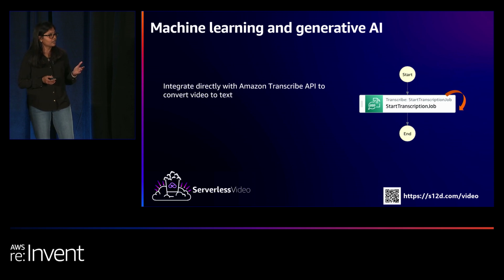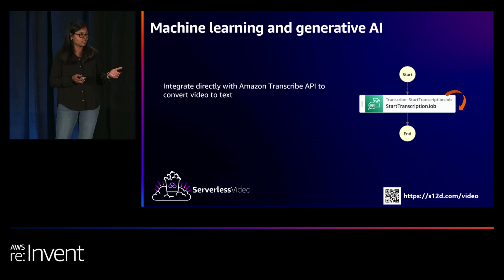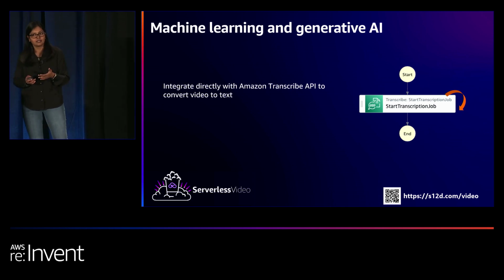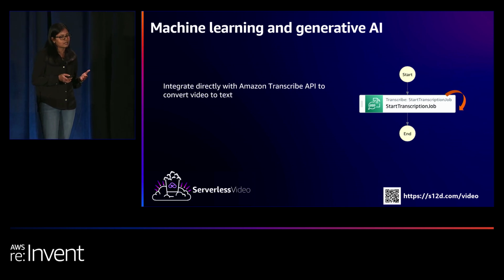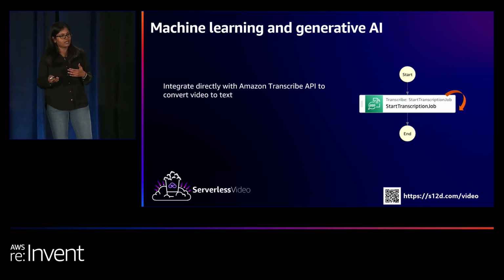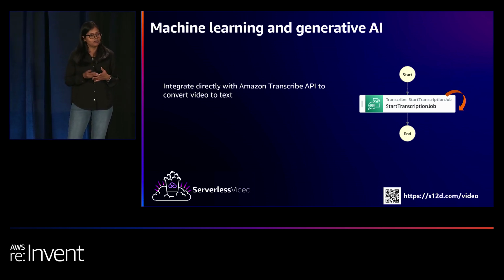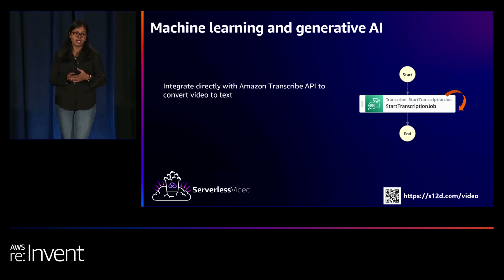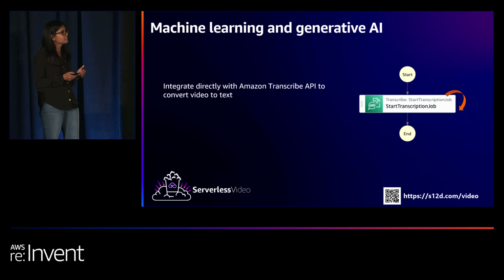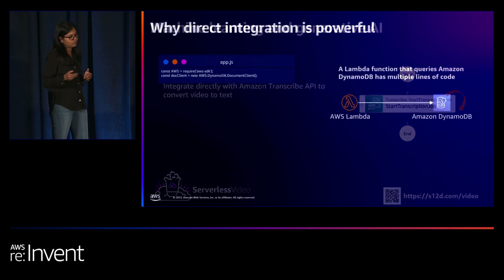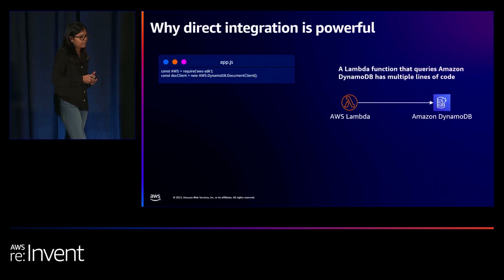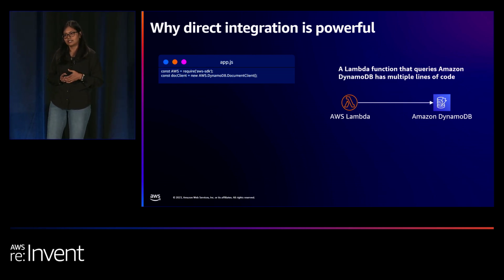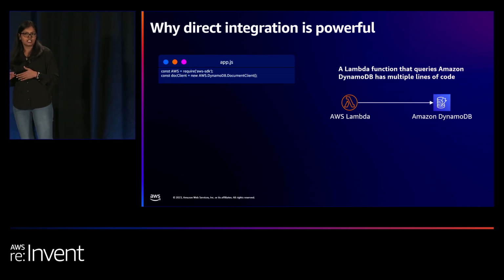As I said earlier, you can invoke the start transcription job directly from Step Functions. You can configure retries. You can handle errors. If there are failures, you can also send it to a DLQ. This direct integration is really, really powerful. I'm going to explain in detail why this direct integration is powerful with an example. Consider this example, a classic example of querying data from a database. Our data exists in Amazon DynamoDB.